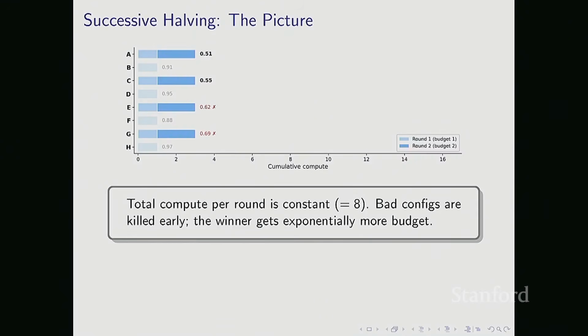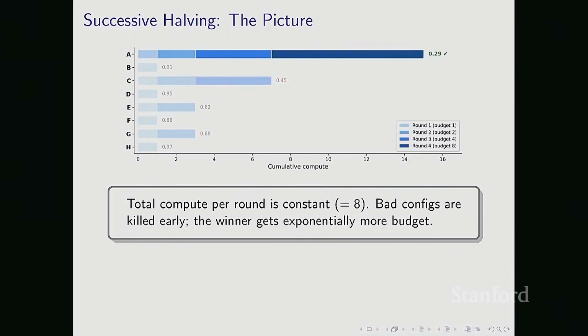When we run again, we see here that after the second round, A and C are scoring better than E and G. And so we keep them. We continue to run. And we continue to run. Clear enough how it works? Please.